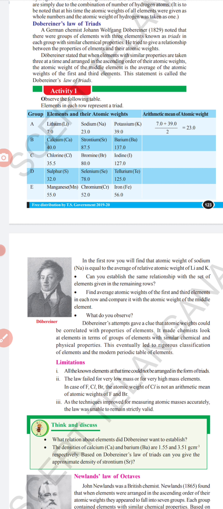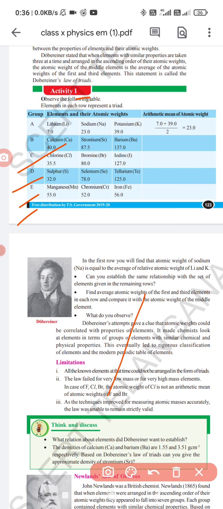What is the first limitation? It is a negative point of Dobereiner, not a positive one. All elements known at the time could not be arranged in the form of triads. Only some elements are arranged in the form of triads. This is a triad, three elements arranged, but all elements known at that time could not be arranged in the form of triads. So it is a limitation of Dobereiner.